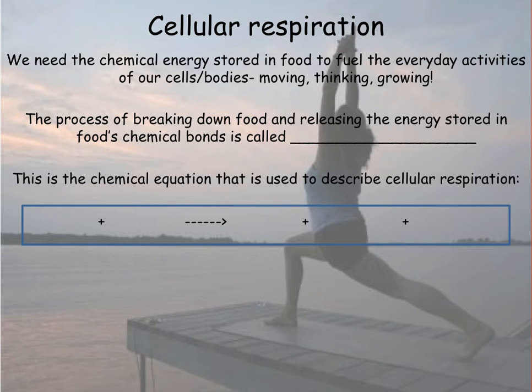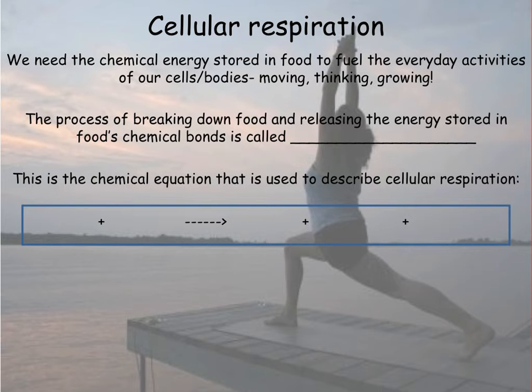Hello everyone. Well, last time we described the process of photosynthesis, the chemical reaction that plant cells use in order to capture and store energy in the form of food. So, how is photosynthesis related to consumers, like humans? Consumers need to use the chemical energy stored in the food by plants to fuel the everyday activities of our cells and bodies. Activities like moving, thinking, and growing.